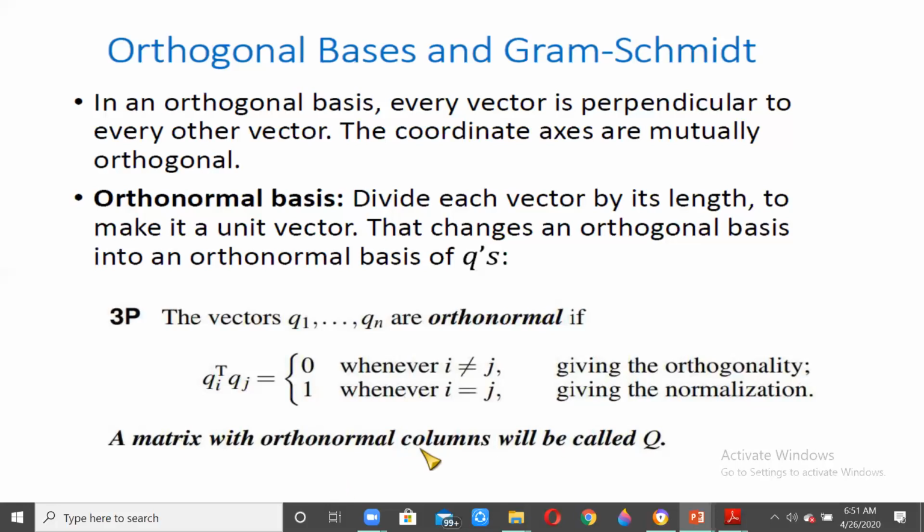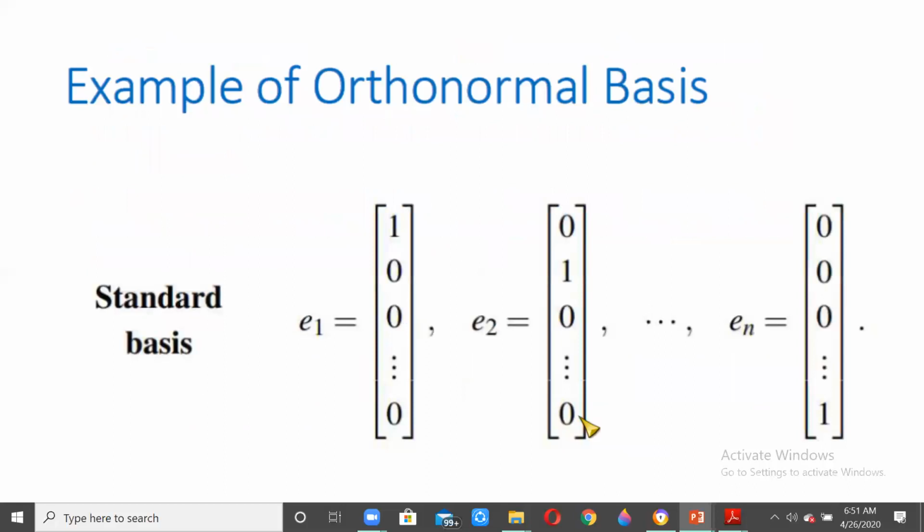So a matrix with orthonormal columns will generally be called Q. We call a matrix which has orthonormal columns Q. An example of an orthogonal basis is e1, e2, e3 itself, which is the standard basis. e1 is equal to 1, 0, 0, and so on. e2 is 0, 1, 0, 0, and so on. en is 0, 0, 0, till the last one, and the last one will become 1. So this is the standard basis, which is orthonormal also.